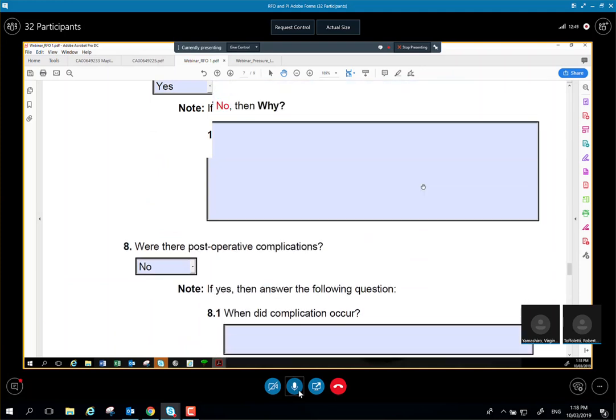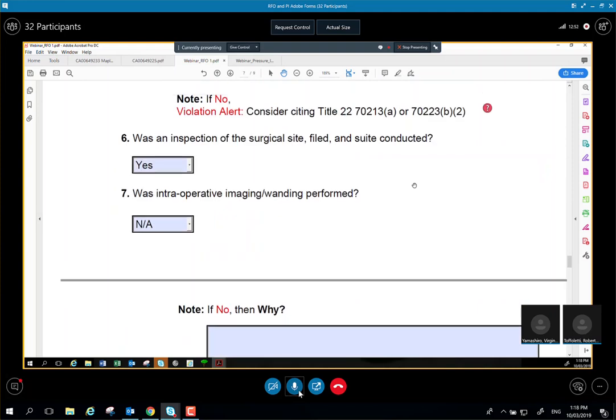You need to unmute your phone to talk. Or yeah, the computer.